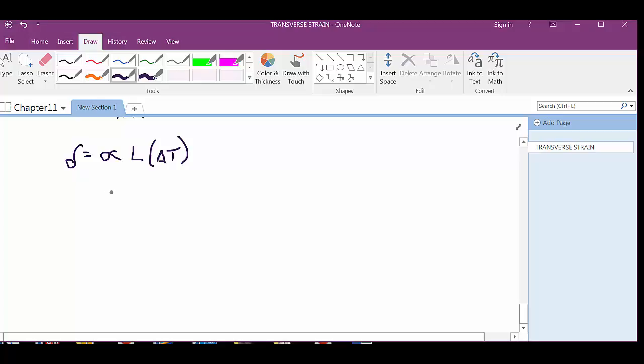Okay, then it says if the body is somehow partially or fully restrained so as to prevent the dimensional change due to the temperature variations, internal stresses will develop, and that's what we were talking about earlier. These are generally termed temperature stresses or thermal stresses.